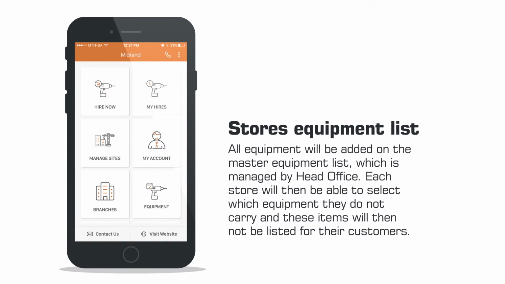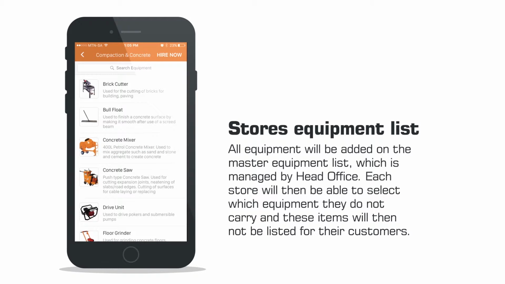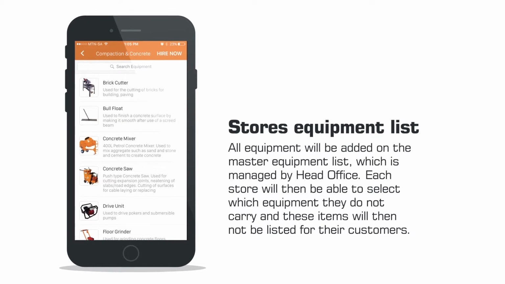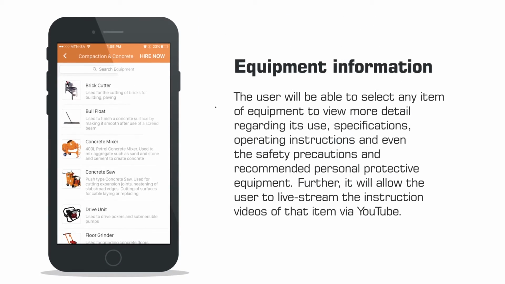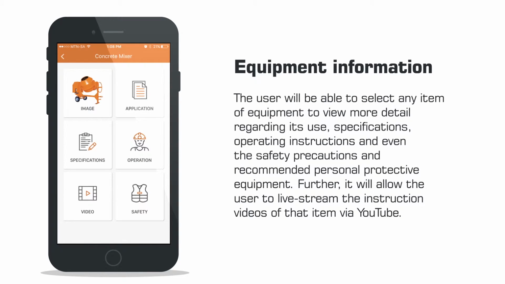All equipment will be added on the master equipment list, which is managed by head office. Each store will then be able to select which equipment they do not carry, and these items will then not be listed for their customers. The user will be able to select any item of equipment to view more detail regarding its use, specifications, operating instructions, and even the safety precautions and recommended personal protective equipment. Further, it will allow the user to live stream the instruction videos of that item via YouTube.